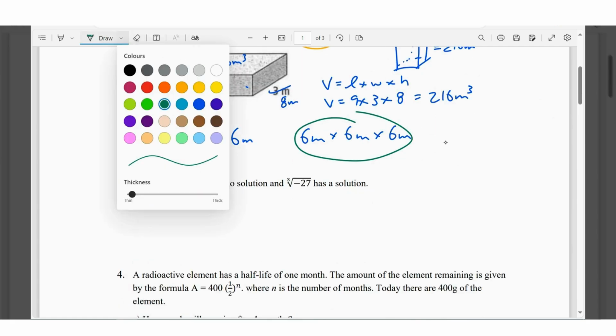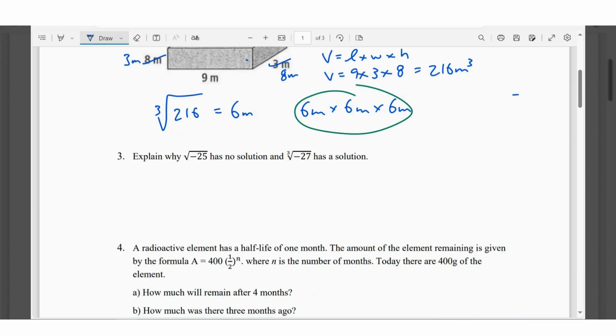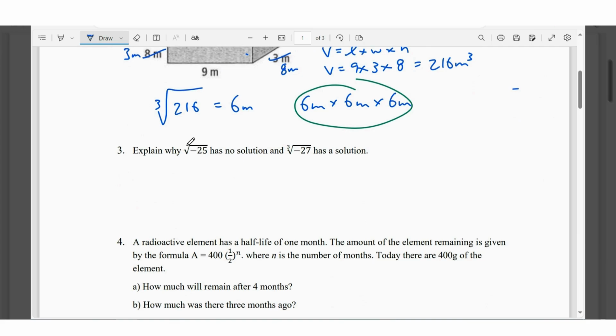Number three. One of the things I need to assess you on is your ability to communicate your mathematical understanding. So here's a question that I think is good to demonstrate that. There could be many answers to this, but I'm looking for one that makes sense, is coherent, etc. Why does the square root of negative 25 have no solution, but the cube root of negative 27 does have a solution? Well, this shows that you understand what a square root is. A square root is saying what times itself equals negative 25.